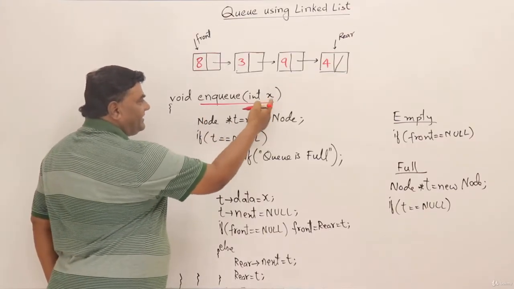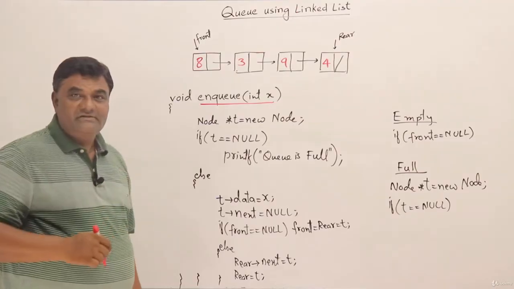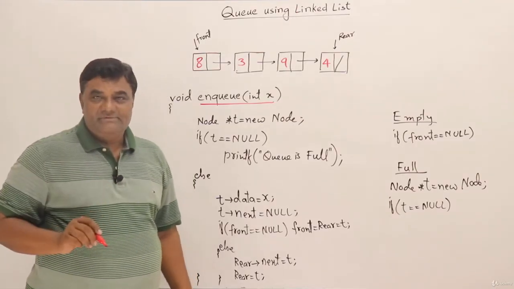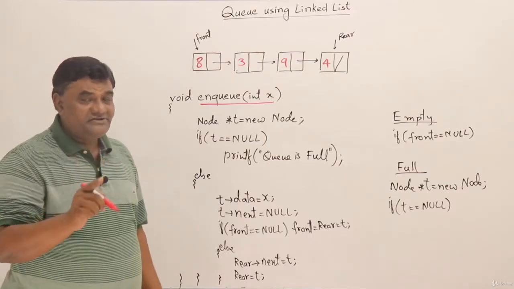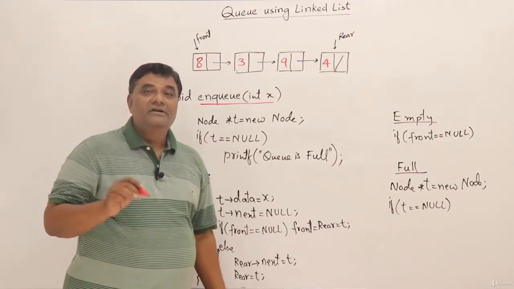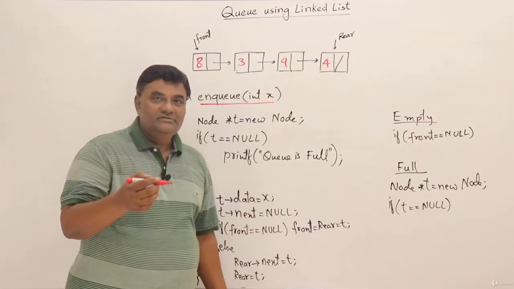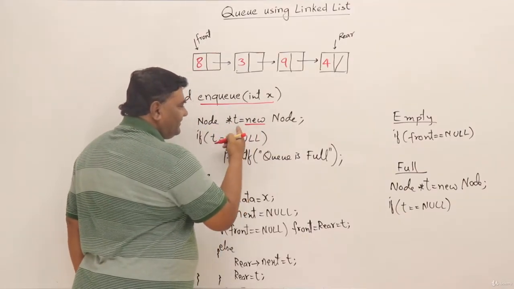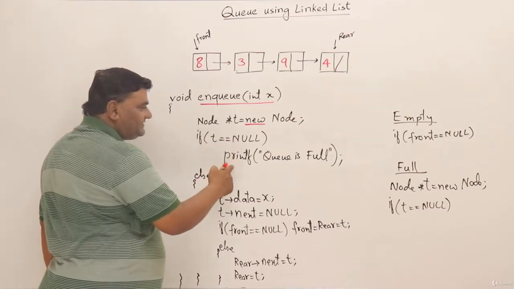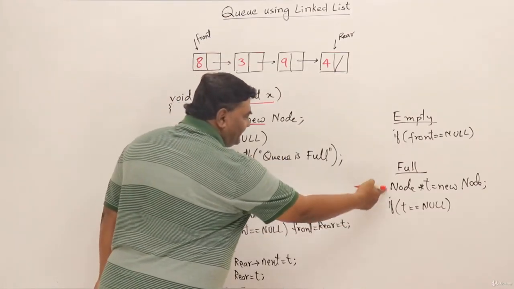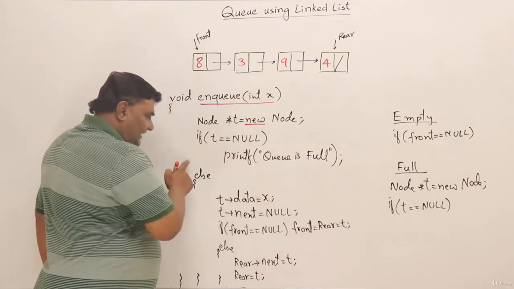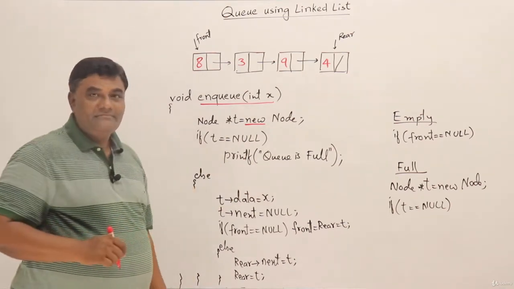Enqueue function takes parameter x, the value to be inserted. Now where is front and rear? Assume these are globally accessible. Then for insertion, what is the first condition I have to check? Whether queue is full. So how to know queue is full? Directly I am creating a new node here. Then after that, if t is null means the queue is full. So the condition that we have already seen, same thing I have written here. It is full. Else, if it is not full.